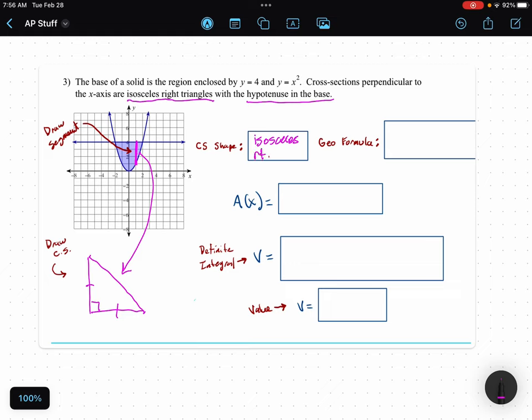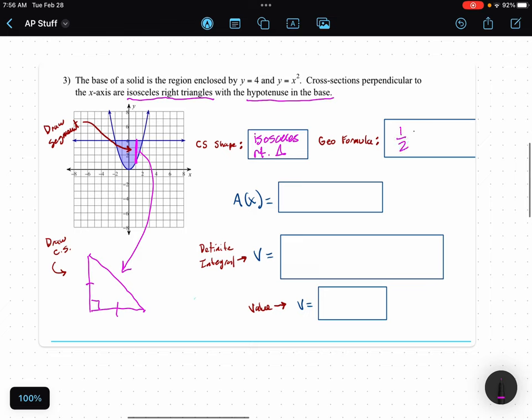I didn't leave a lot of room, so I'm going to make a little notation there. The formula for the area is 1/2 base times height, right? That's the geometry formula for the area. For us, the base is down here on the bottom and the height is here, so those are the same. So we're just going to do 1/2 times whatever that thing is squared. Okay, now let's figure out what it is.